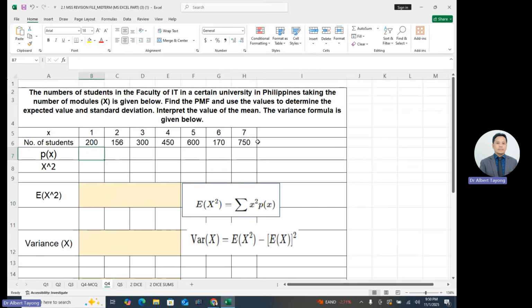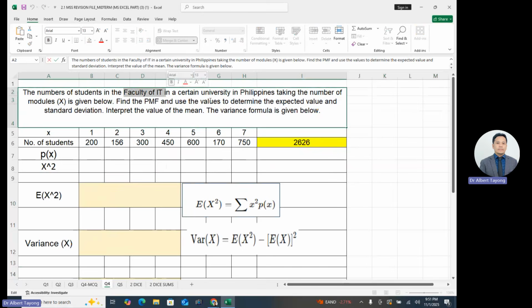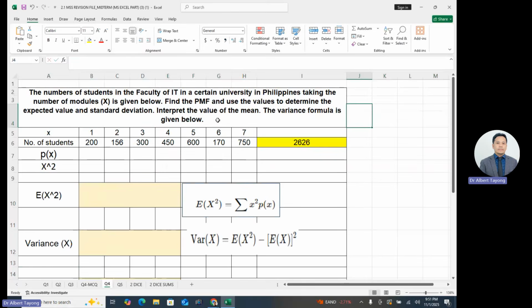So p of x, we have to get first the sum of this because we have numbers here, number of students taking modules. Okay, 1 module, 2 modules, and 7 modules. So some students are taking only 1 module, 200 students. Some are taking more modules, 5, 6, or 7 modules. We have many students there. And also 4 modules. So sum of these. So the sum is 2626. This is only in the Faculty of IT in one university in Philippines.